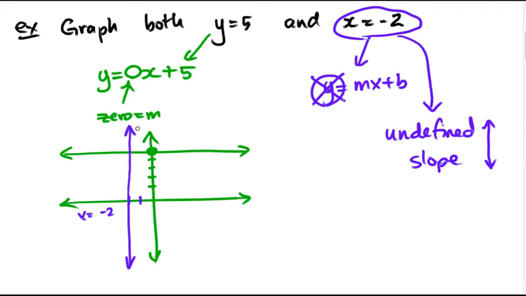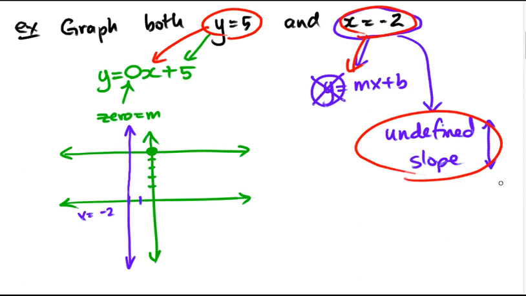The way that I remember it is, if I can convert to y equals mx plus b, I know that I've got a 0 slope. If I can't convert to y equals mx plus b, I know I have an undefined slope, and it goes straight up and straight down.